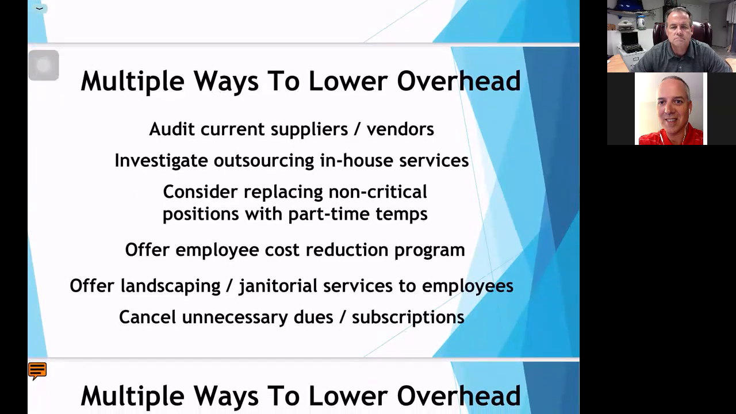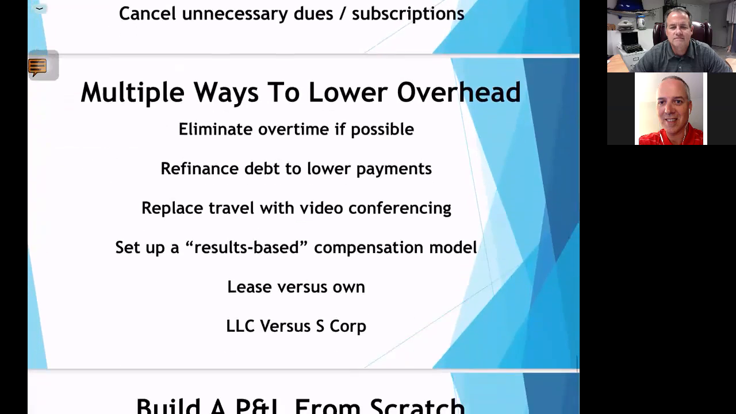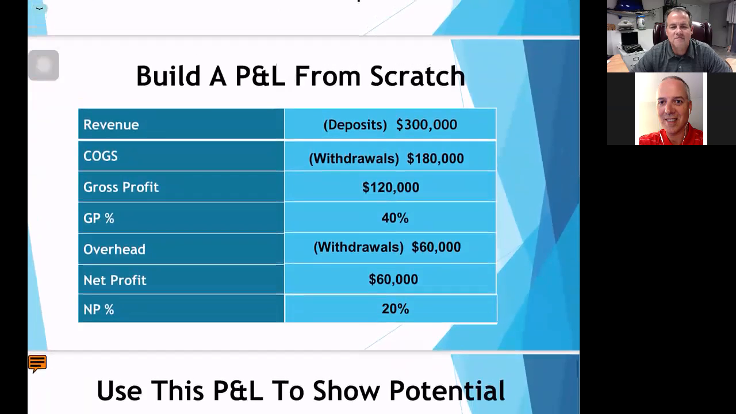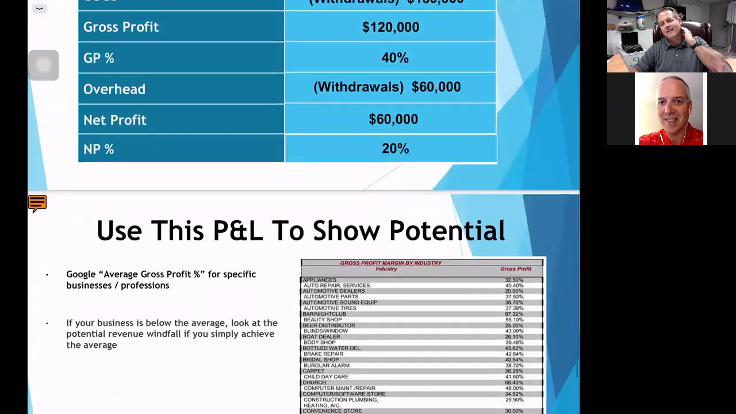We talked about lowering your overhead by auditing your current suppliers, saving money through your cell phone, and payroll. We talked about employee cost reduction programs, offering landscaping, janitorial and handyman services to your employees, and canceling unnecessary subscriptions and dues. All these are multiple ways to boost your bottom line, right? Sure. All those will easily get the 5% increase in revenue, the 5% decrease in variable costs, and the 5% increase in profit margins. I mean, it's clear as day.